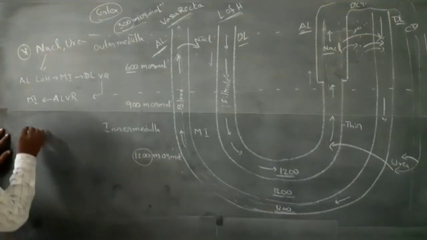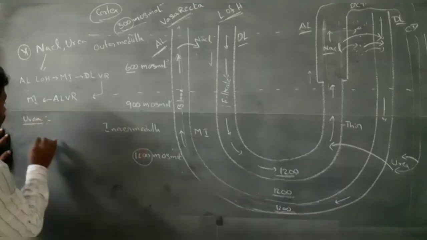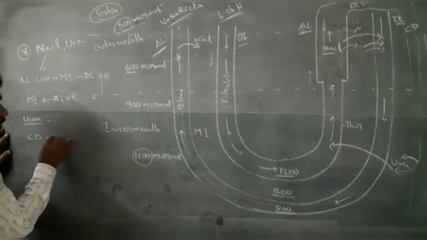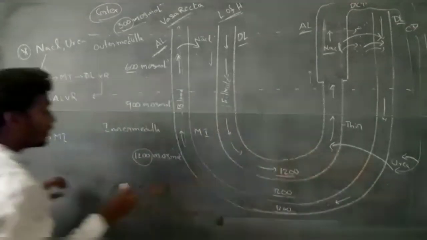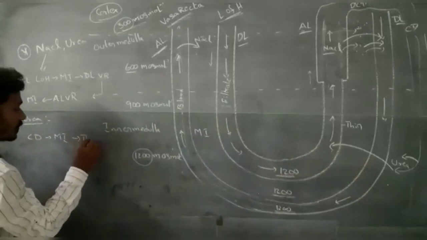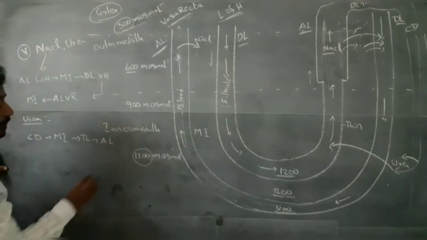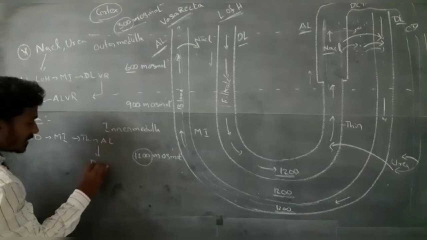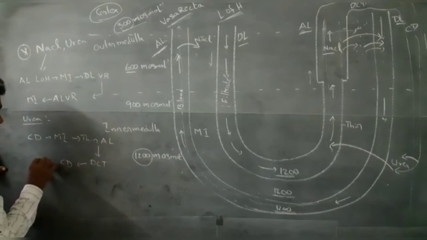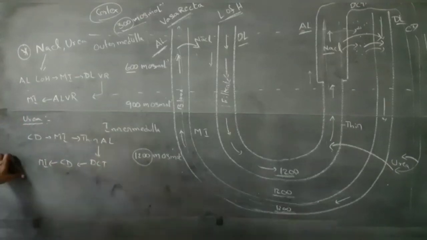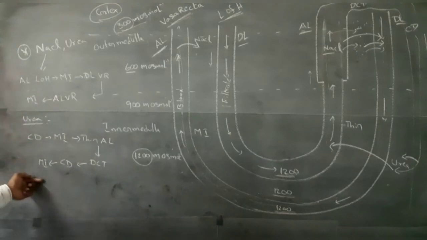And the urea flow: collecting duct, medullary interstitium, thin segment of the ascending limb, and DCT, collecting duct, and medullary interstitium. These are the sequences of flow of urea and sodium chloride.